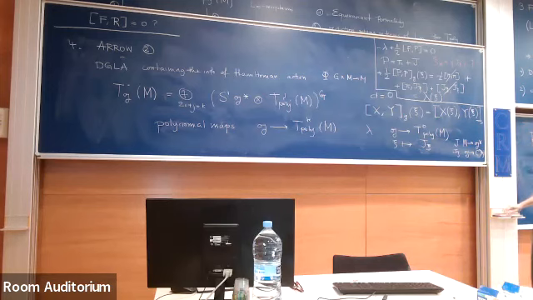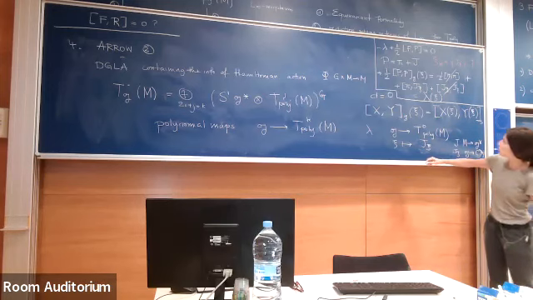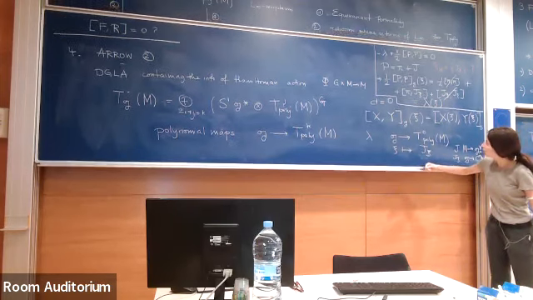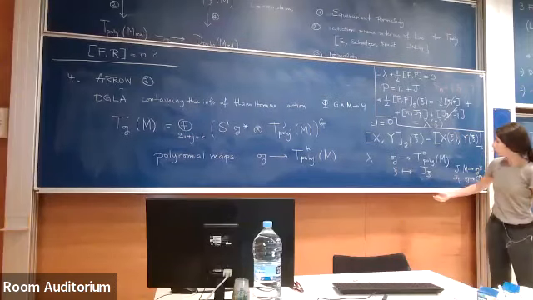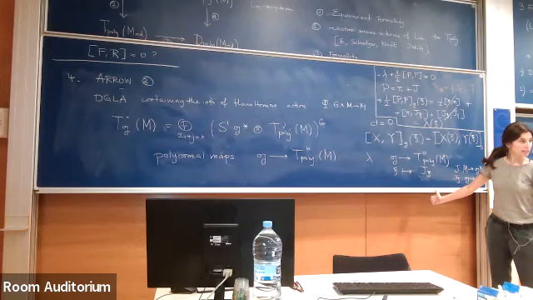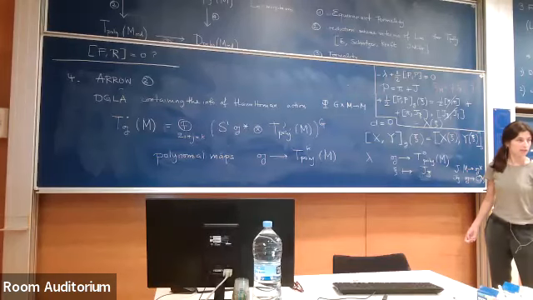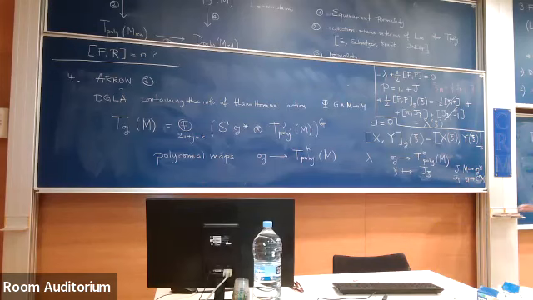When the polyvector field is not, when the bivector field is not Poisson, you mean? Exactly. So it's really counting the degrees, and they cannot, yeah.